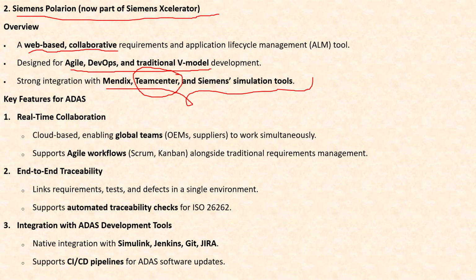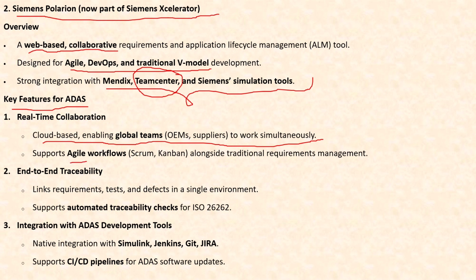Now what are the key features for ADAS, which make it so popular for ADAS development? First is real-time collaboration. It is cloud-based, enabling global teams to work simultaneously. Now this is one major difference between Doors and Polarion. In Doors, for one license only one person can work, but when it comes to Polarion, for a given license many workers can work simultaneously because it is cloud based.